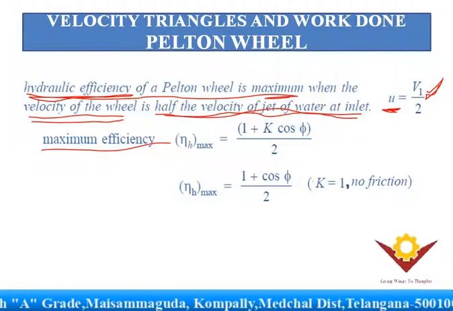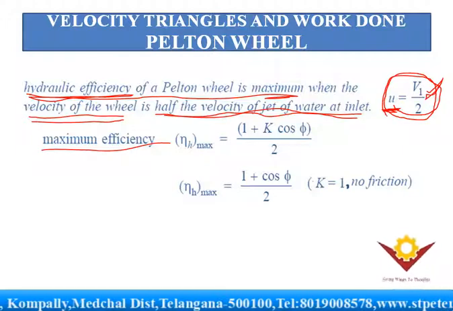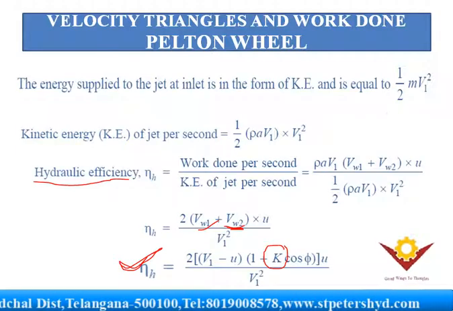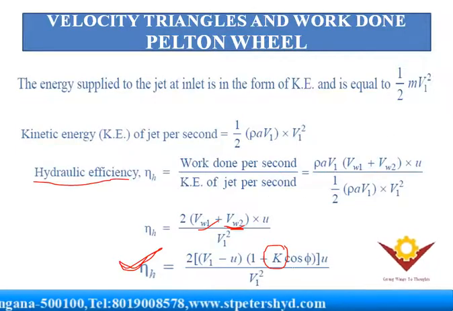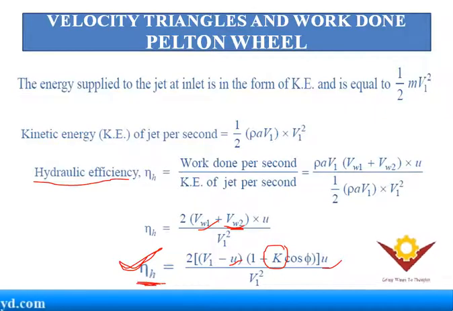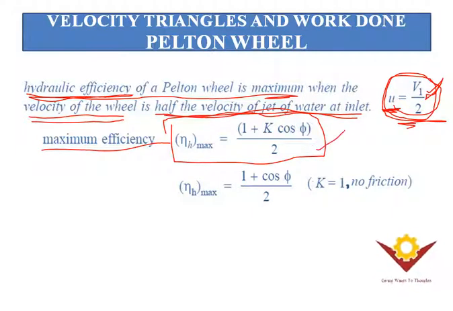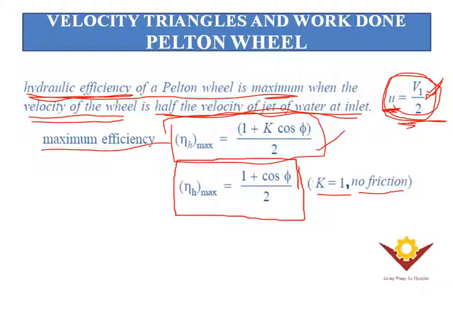So if you substitute these values, u equals v1 over 2, and substitute the u value here and here, then your hydraulic efficiency will be this one. After substituting this u value in the above equation, what you're going to get is this one. And now if k equals 1, that means there is no friction, if you are assuming that your blades are smooth, then your maximum hydraulic efficiency will be this one for the Pelton wheel.